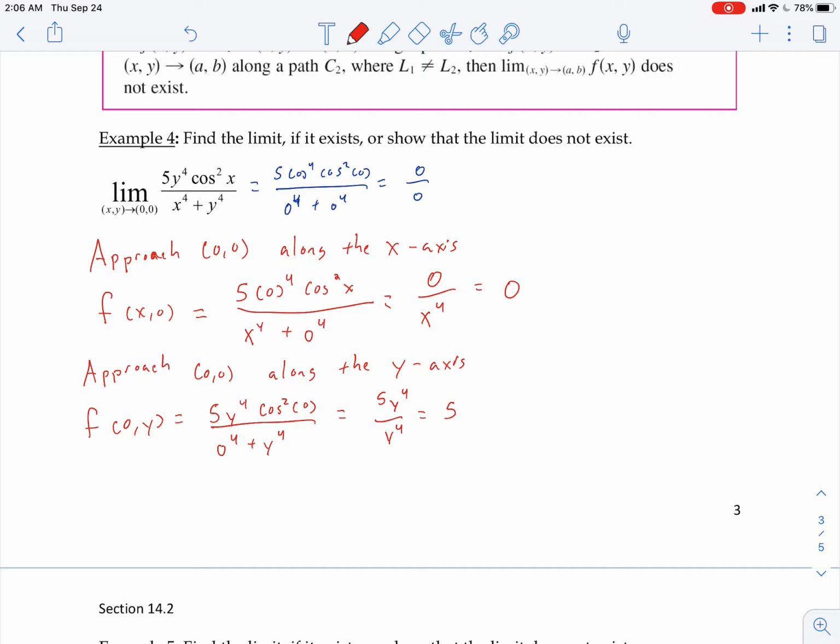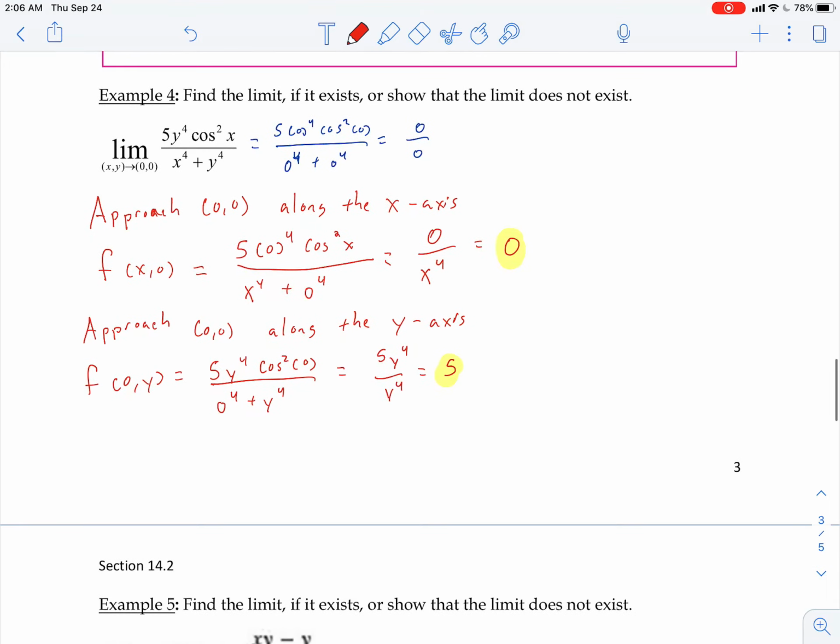And because they approach two different limits, here we have 0 and here we have 5, because it approaches two different limits along two different lines, the limit does not exist. And that's how you solve it. Now you are going to have different pathways. In the next two examples, I'm going to show you different pathways, and then kind of how you always want to choose your pathway.